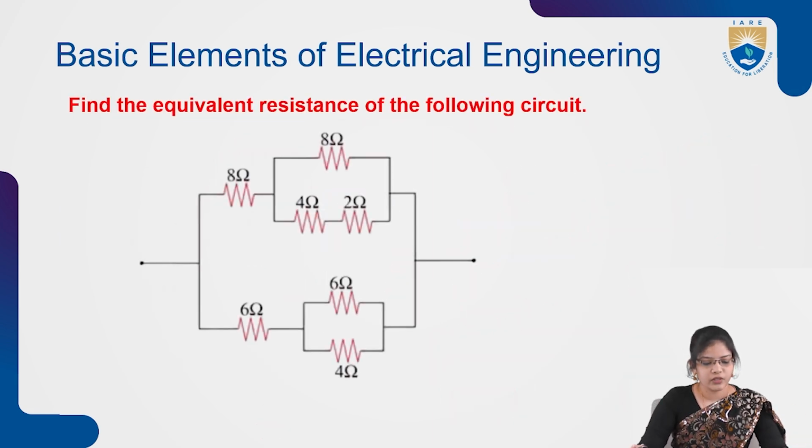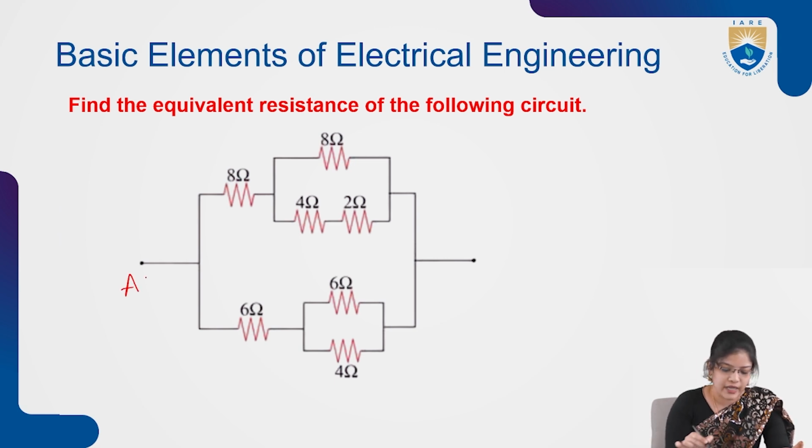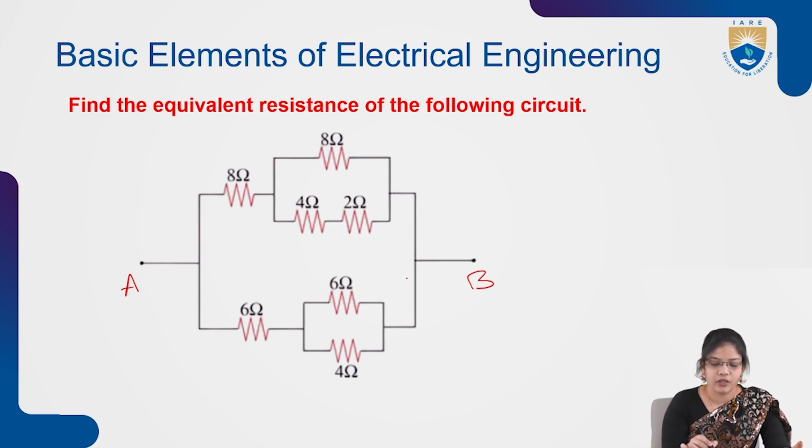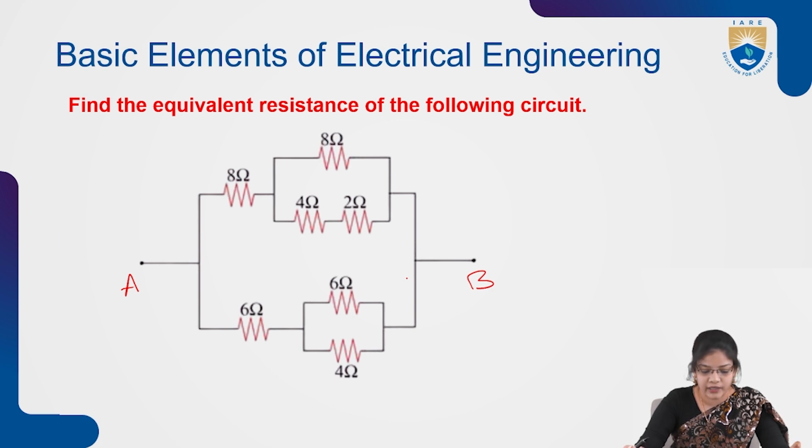So here also there is a combination of series and parallel networks. So the question is given as find out the equivalent resistance of the following circuit across the points A and B. So across these 2 points, we need to calculate the equivalent resistance. In the same fashion, first we have to see how many parallel connections are there, and next we'll be moving to the series connection. After that, we need to calculate.